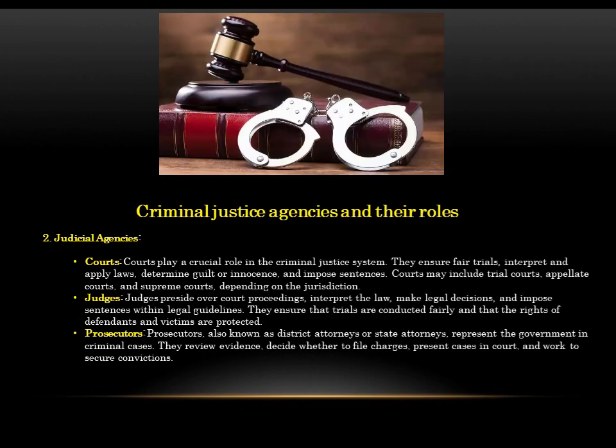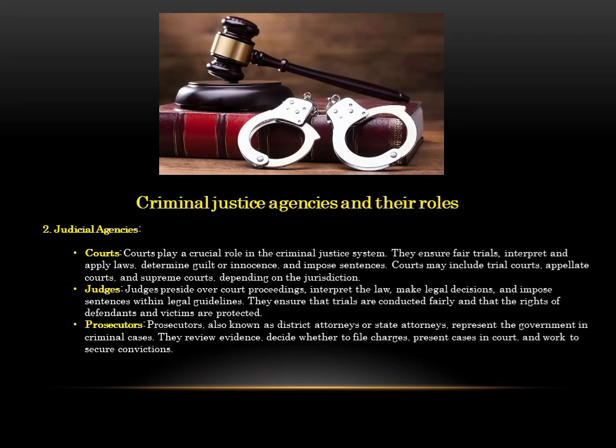2. Judicial agencies. Courts. Courts play a crucial role in the criminal justice system. They ensure fair trials, interpret and apply laws, determine guilt or innocence, and impose sentences. Courts may include trial courts, appellate courts, and Supreme Courts, depending on the jurisdiction.